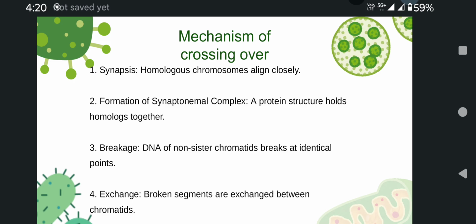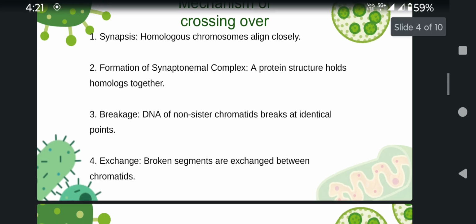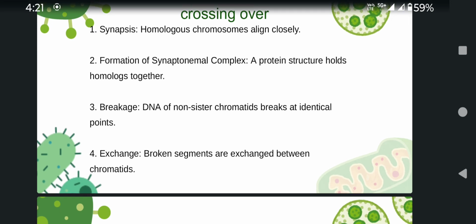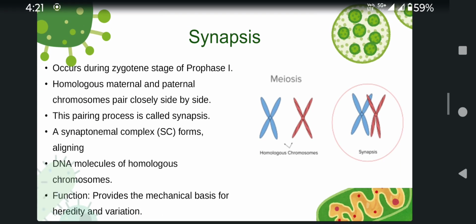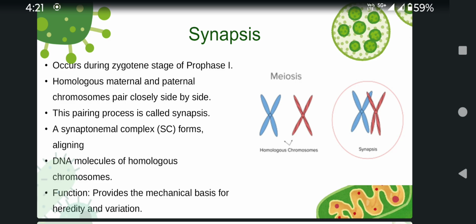Synapsis occurs in homologous chromosomes as they align closely together. Then in the formation of the synaptonemal complex, a protein structure that holds the homologs together is formed. In breakage, DNA of non-sister chromatids breaks at identical points. And in the fourth stage, exchange, the broken segments are exchanged between the chromatids. You can see now how the synapsis is formed. This is the first stage.